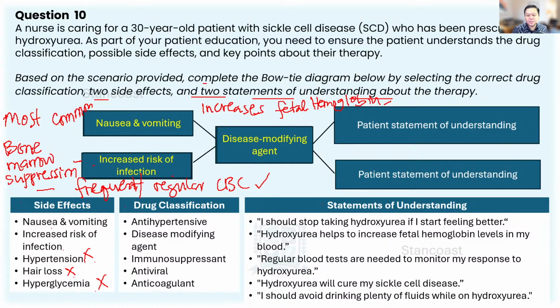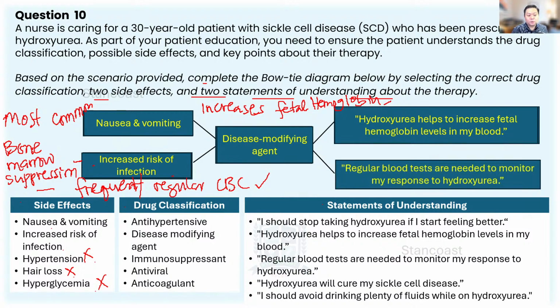Now, looking into the statements of understanding, what do you think would be those statements? Well, one of those would be hydroxyurea helps to increase fetal hemoglobin levels in my blood. So that is one, like I've said earlier. And the other one is regular blood tests are needed to monitor my response to hydroxyurea. So if you answered, I should stop taking the hydroxyurea if I start feeling better, this is incorrect. The patient should be taking the drug regularly.